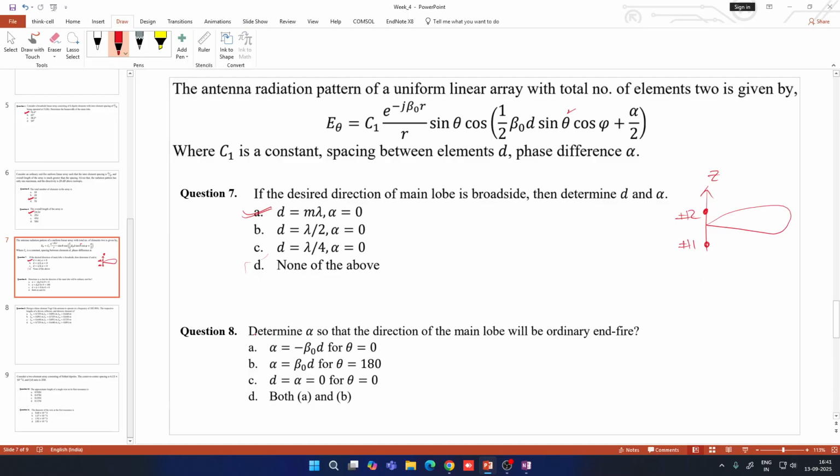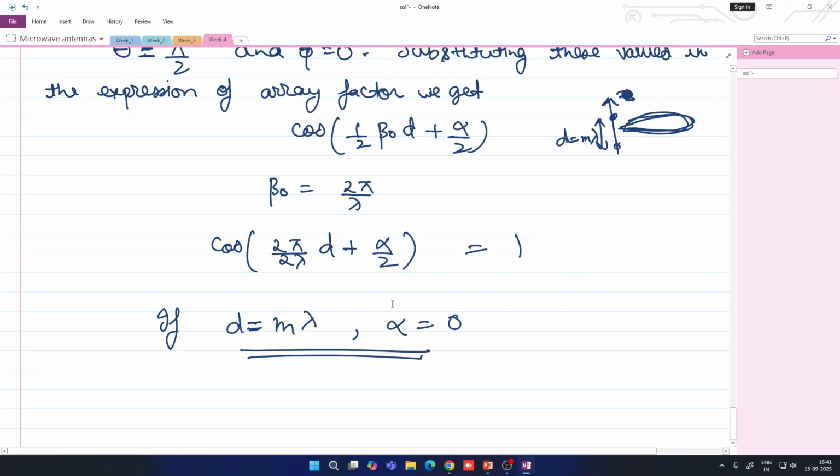And in question 8 we have to determine the phase difference alpha, so that the direction of the main lobe will be ordinary end fire. Meaning, let's say these elements are like this, then the main lobe should be along the array axis. So for that case we have to find alpha. Now I hope the question is clear. Now we are solving question number 8.